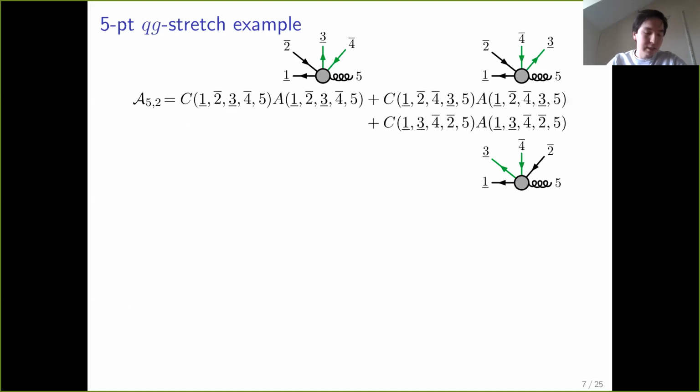And to really explain the idea behind this talk, I'd like to present you this example first. So let's just consider a 5-point amplitude with 2 quark pairs, so only one gluon and 2 quarks of one flavor and 2 other quarks of another.